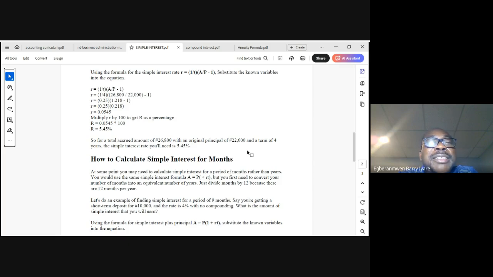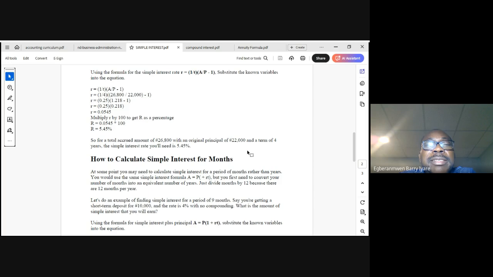By the time you simplify this, you have 1 over 4. If you divide 1 by 4, you get 0.25. 26,800 divided by 22,000, you get 1.218 minus 1. When you do that, the next line is 0.25 into 0.218. When you multiply that together, you get small r equal to 0.0545 in decimal. Now we need to convert it to percentage.